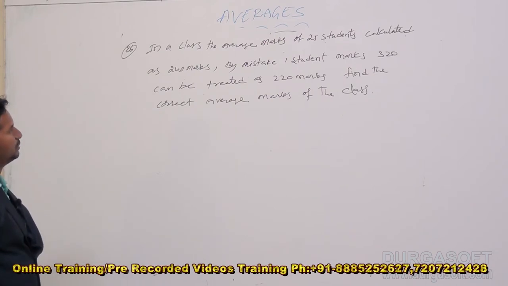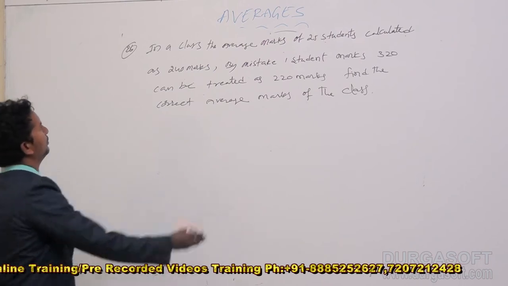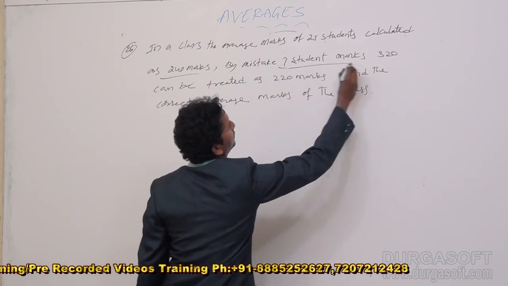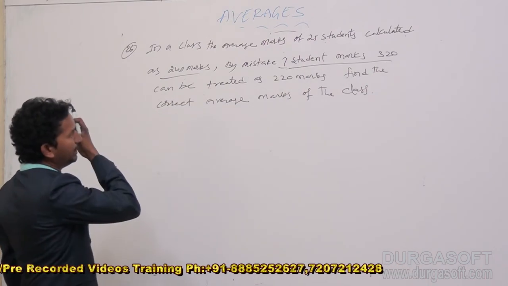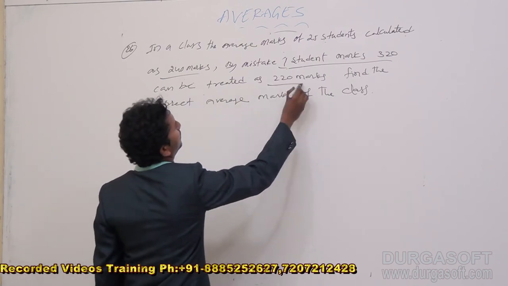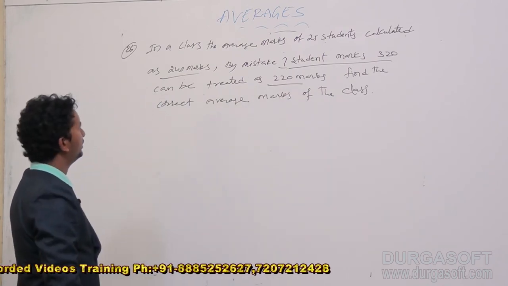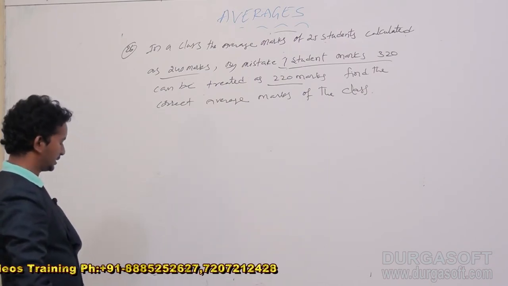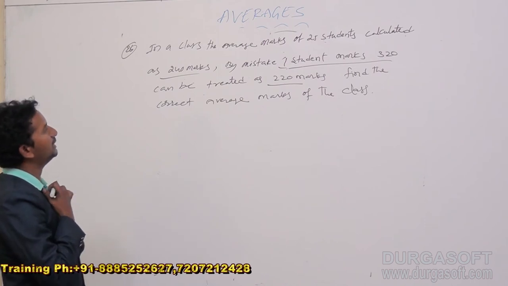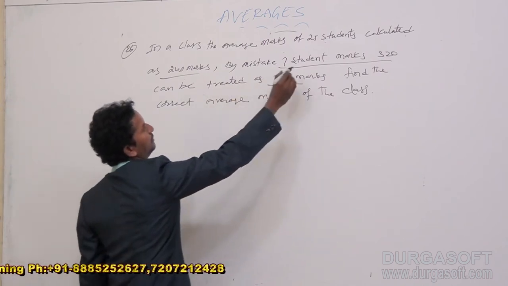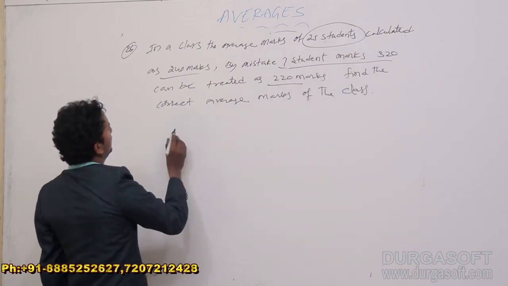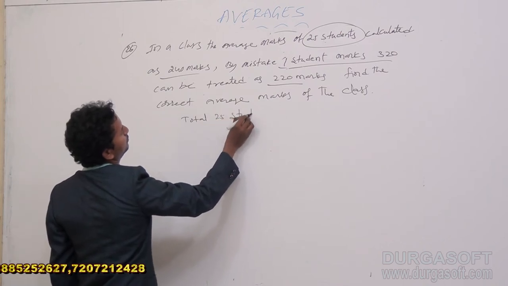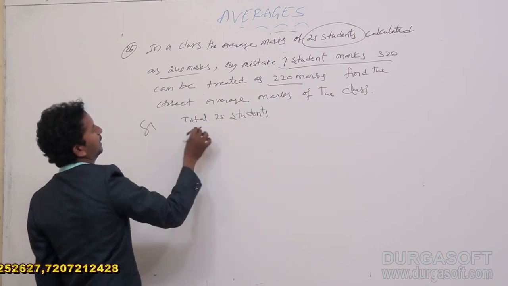In a class, the average marks of 25 students is 240 marks. And by mistake, one student's 320 marks were treated as 220 marks. Then find the correct average of the class. Now see, how many students are there here in total? 25 students are there in that one.